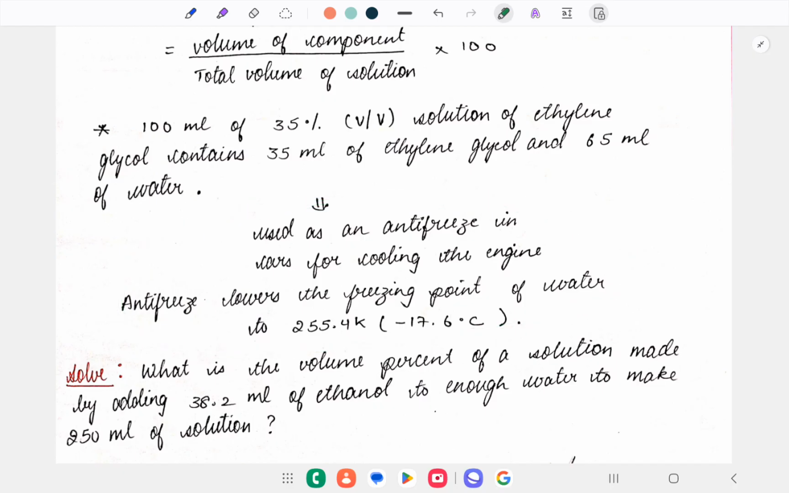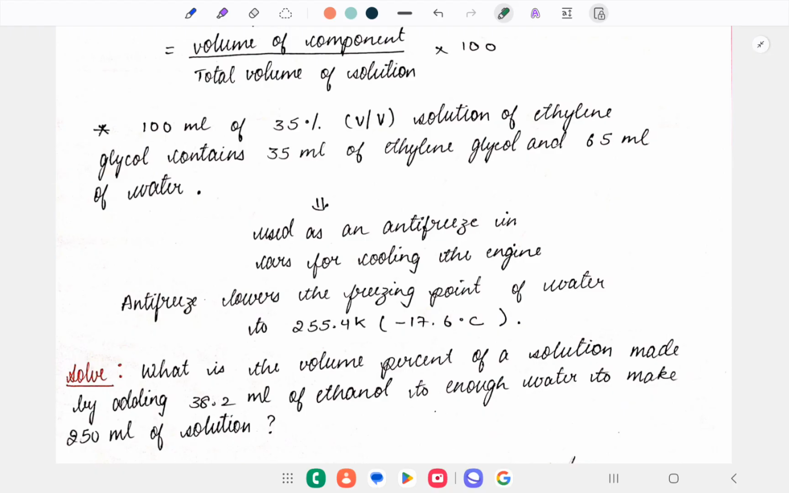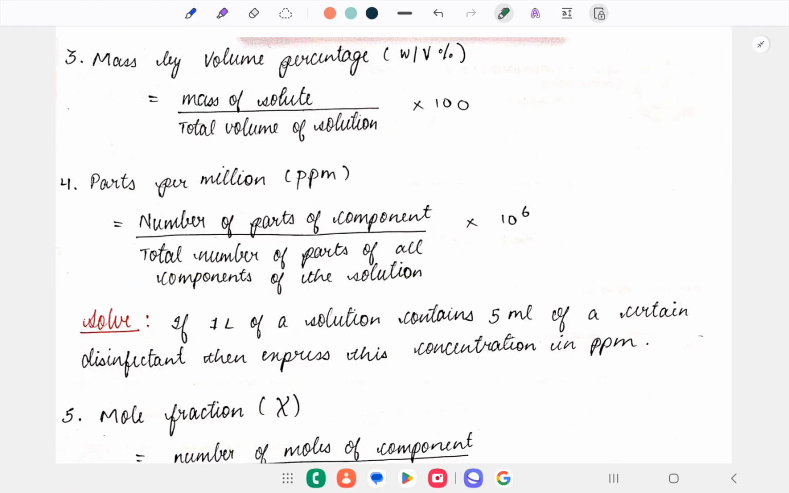So I have provided you a question here. You can solve and know the answer at the end of this video. Next concentration term is mass by volume percentage. Formula is mass of the solute by total volume of solution into 100. So this concentration term is usually used in medicine and pharmacy.